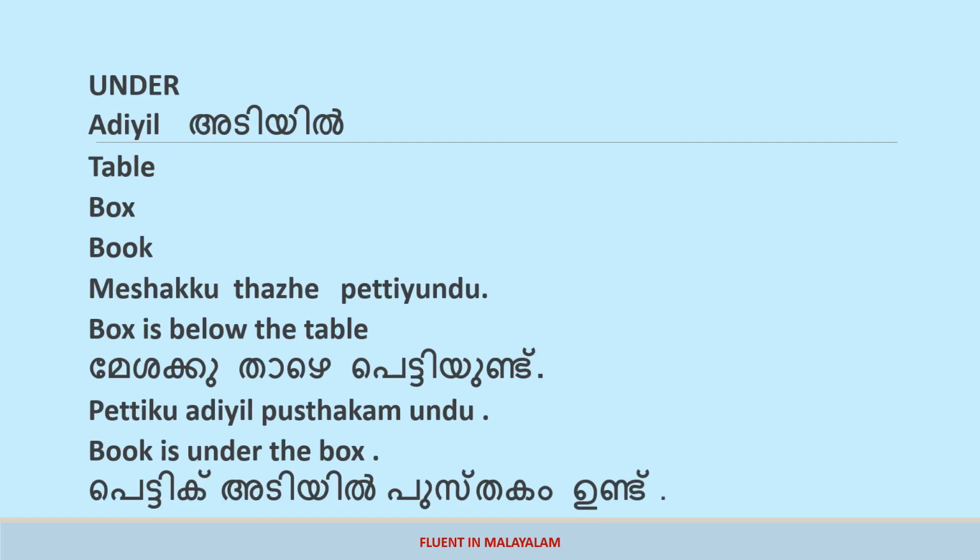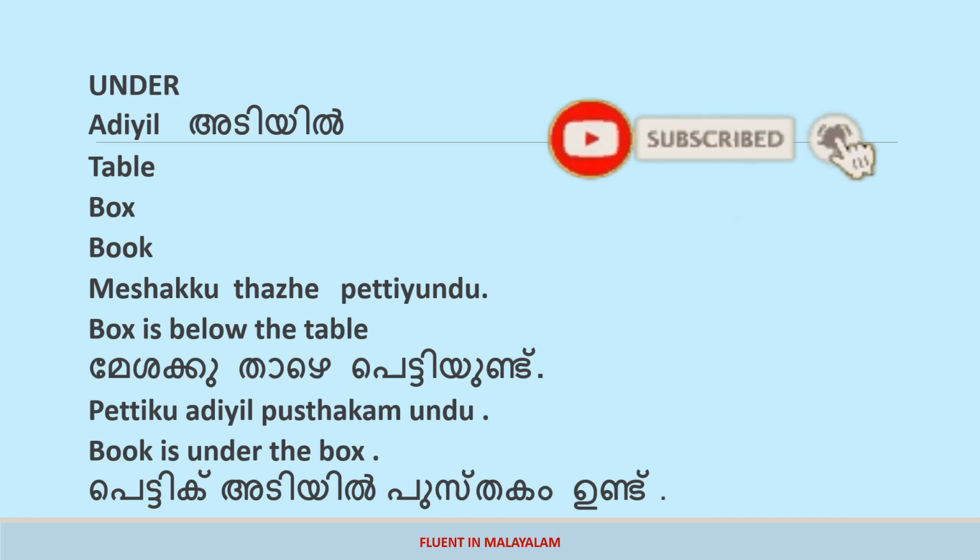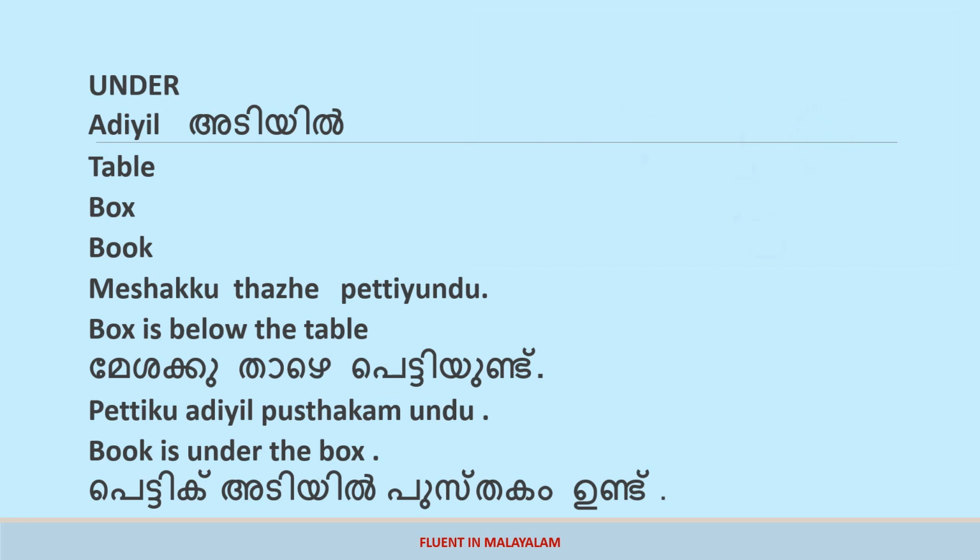Next one is under. Under is denoted by the word adil. Let us see this example. Just consider a situation where there is a box below a table and a book under the box. So we can say like this in Malayalam. മേശയ്ക്ക് താഴെ പെട്ടിയുണ്ട്. Box is below the table. Remember the word താഴെ for below.